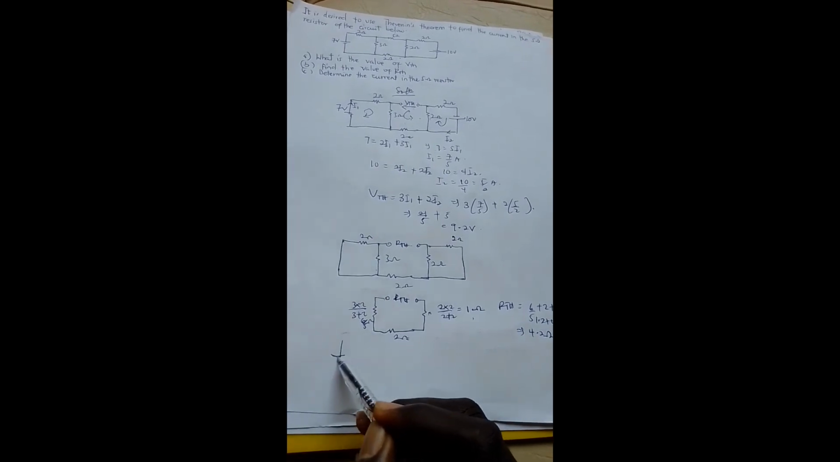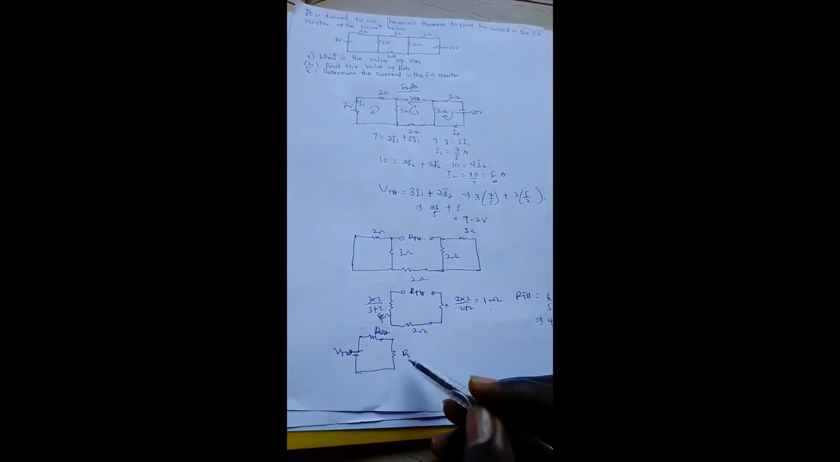So the question is asking to determine the current in the 5 ohm resistor. To find the current in the 5 ohm resistor, you know that in Thevenin's equivalent circuit, you are going to have our Thevenin's voltage here, with our Thevenin's RTH in series with the resistor RL, like this. So we have our VTH here.